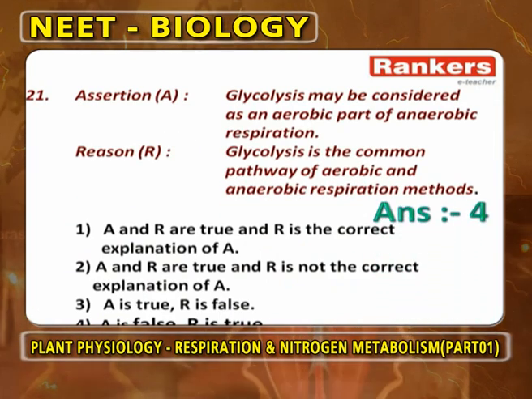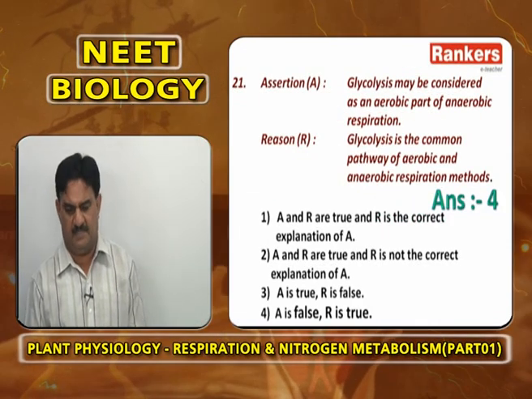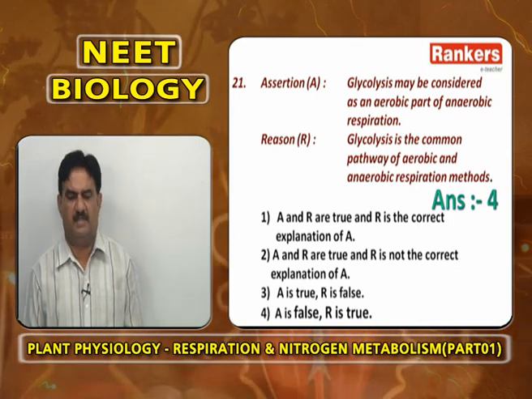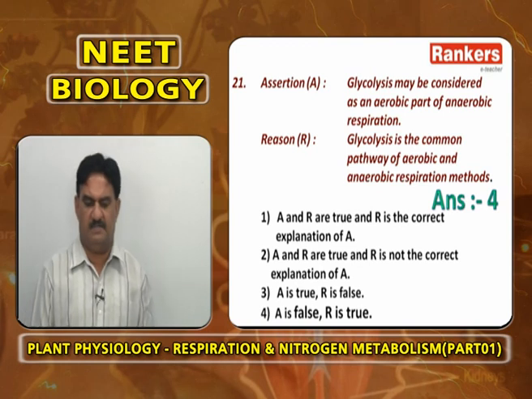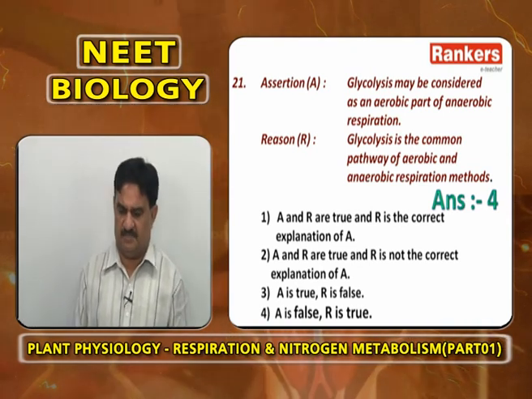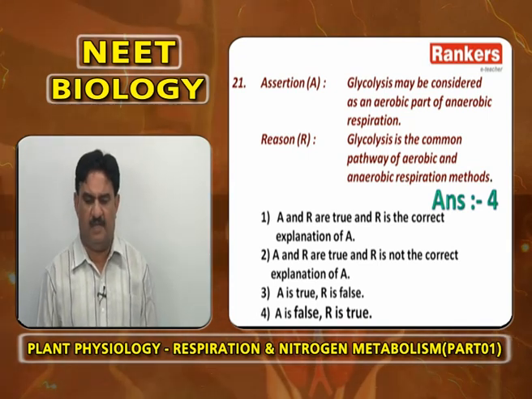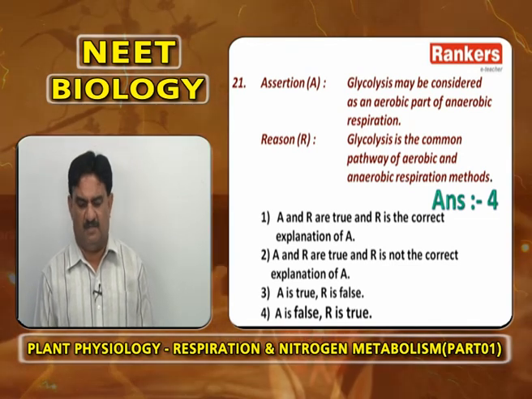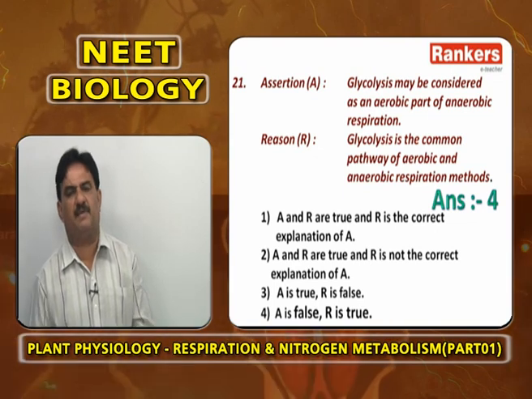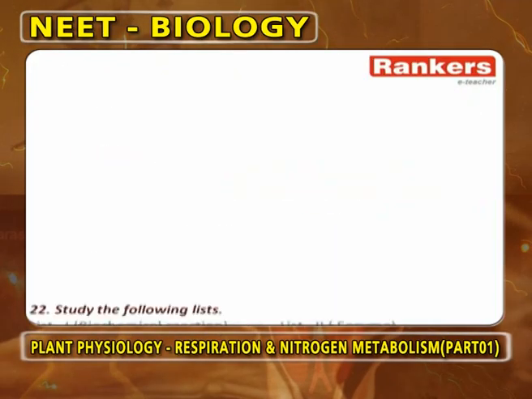This is another assertion reasoning. Glycolysis may be considered as an aerobic part of anaerobic respiration. Glycolysis is a common pathway for aerobic and anaerobic respiration methods. Glycolysis cannot be considered as aerobic because anywhere in glycolysis oxygen is not used. So glycolysis may be considered as an aerobic part of anaerobic respiration is wrong. But glycolysis is the common process or common step for both aerobic and anaerobic respirations is correct. So A is false, R is true, fourth option.